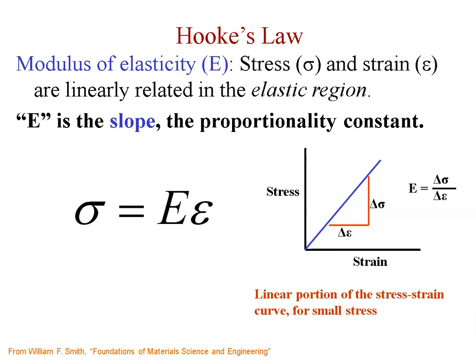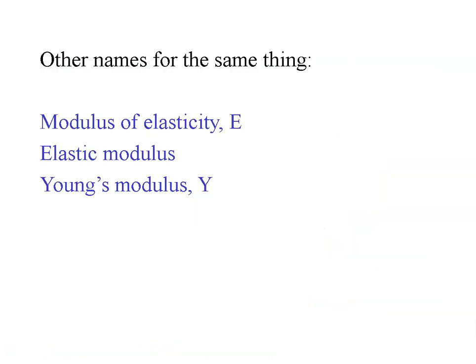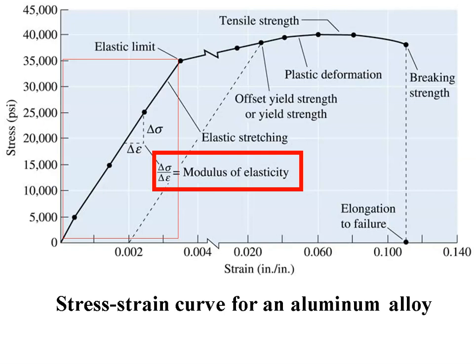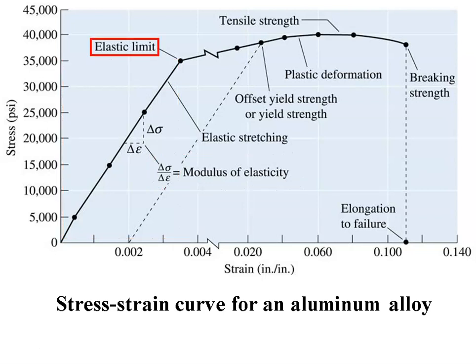Here, on a stress-strain curve, the modulus of elasticity E is the slope, the proportionality constant between the stress and the strain. These are other names for the same thing, and in some textbooks you'll see the symbol Y used for Young's modulus instead of the E for modulus of elasticity. On a stress-strain curve, we can see that the modulus of elasticity is the slope of the stress-strain curve in the linear region, and the elastic limit is basically where that linear behavior stops.